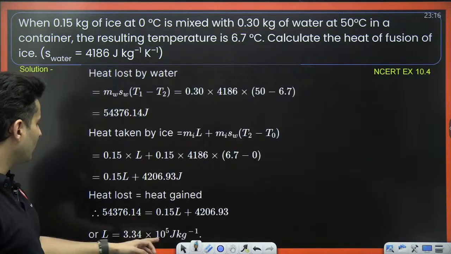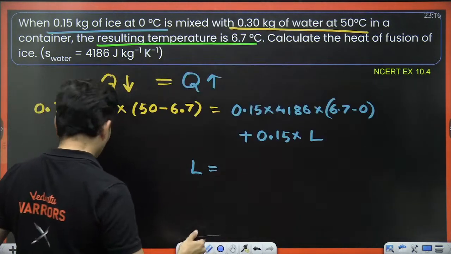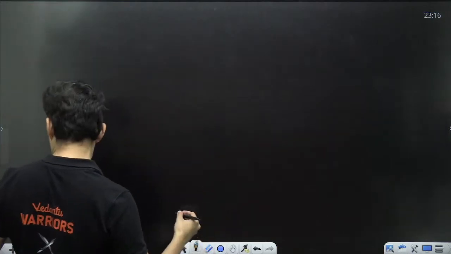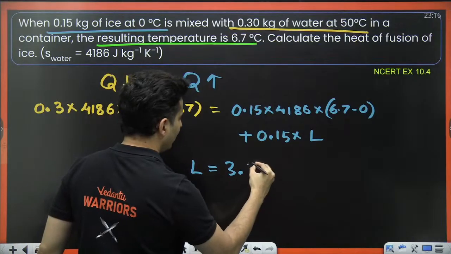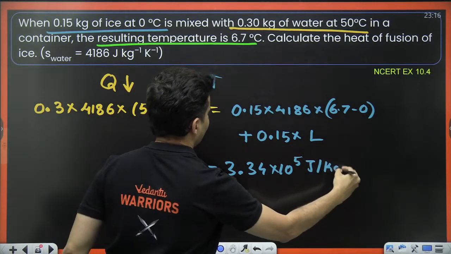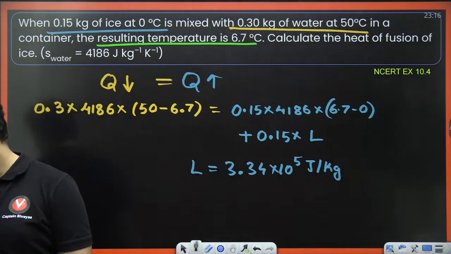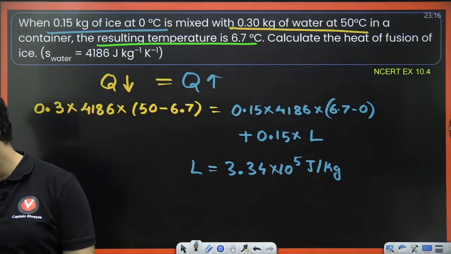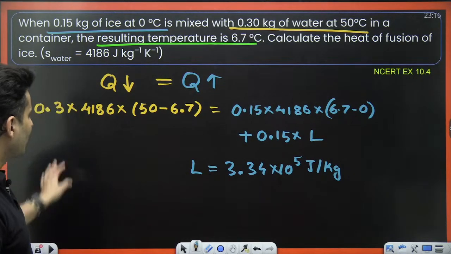The value of L after calculation comes out to be 3.34 into 10 to the power 5 joules per kg. That's what you get. Is that very clear, my dear warriors? Maybe in some different units you will get 0.3. But yeah, this is how you do it.